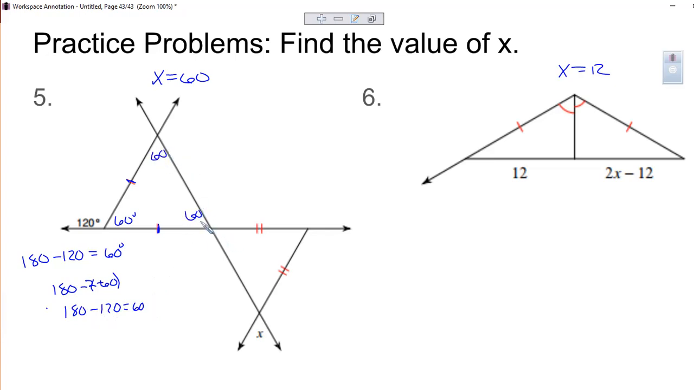Through vertical angles, we know these are congruent. Vertical angles tell us these are congruent. And since these are two congruent sides, these are both base angles. And because it's vertical angles again, you can find this vertex angle. So this is 60, that means this is 60. This has got to be 60 over here, and opposite of this is 60.